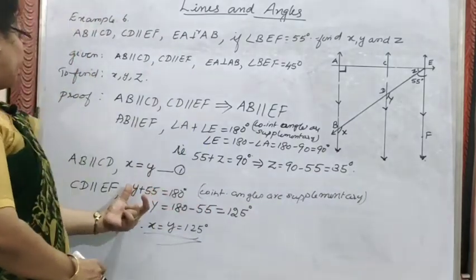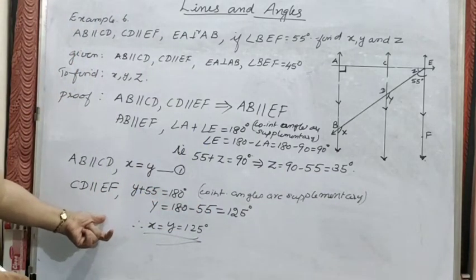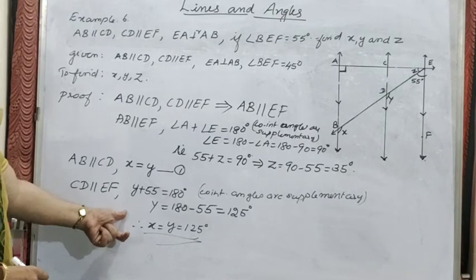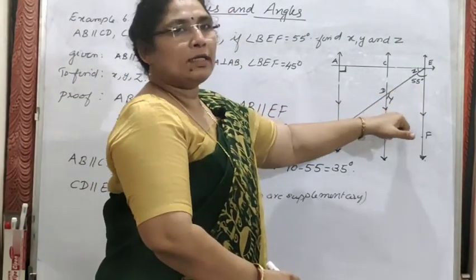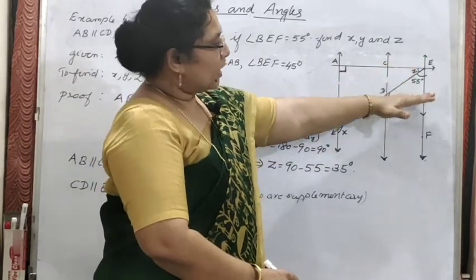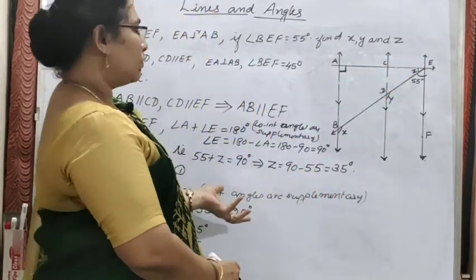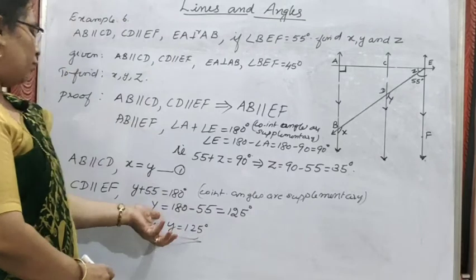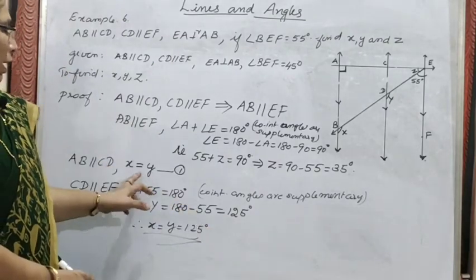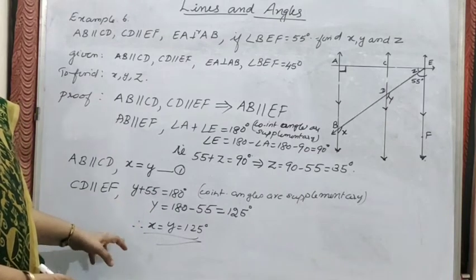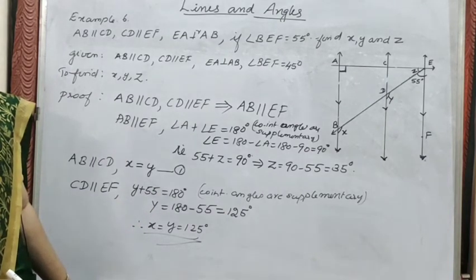Next, what is the step? CD parallel to EF we can use. CD parallel to EF means if you consider these two lines, 55 and Y are interior angles on the same side of the transversal. So it is equal to 180 degrees. So again Y equals 125 by using the property. Once you get Y, you can write X equal to 125 because both X and Y are equal.